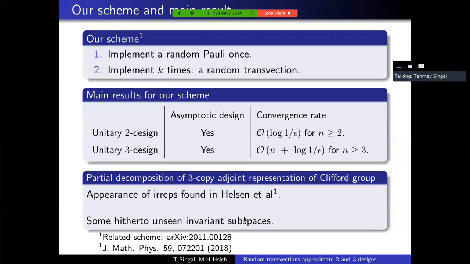Future work will revolve around this decomposition, proving whether these invariant subspaces are irreps or whether they are further decomposable or not, and such related issues.